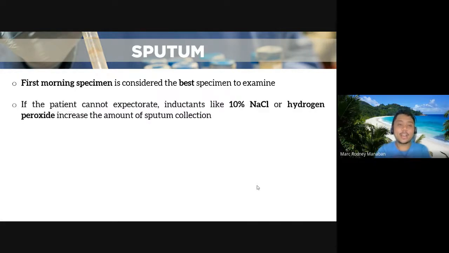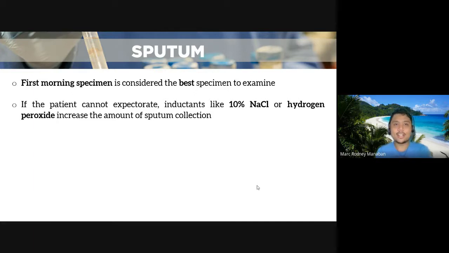Okay. Now if the patient cannot expectorate, or naay problem whatever, then you can let them inhale an inducent such as 10% NaCl or H2O2. Now these substances will irritate, in a way, your lungs and will help them expectorate. Makatabang siya og paluwa nila.